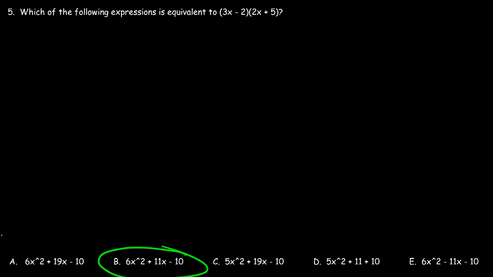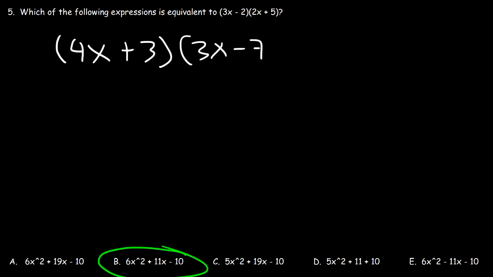Now, for the sake of practice, let's try another problem. So let's say we have (4x + 3)(3x - 7). Go ahead and FOIL this expression.